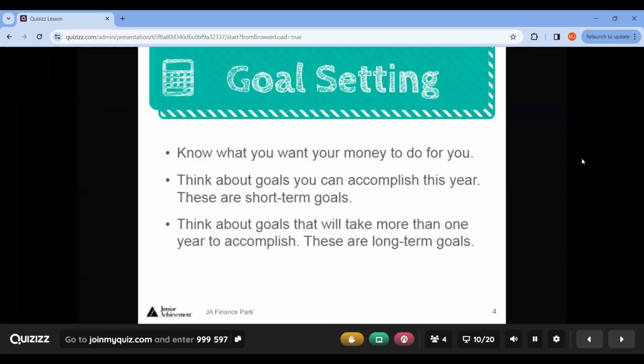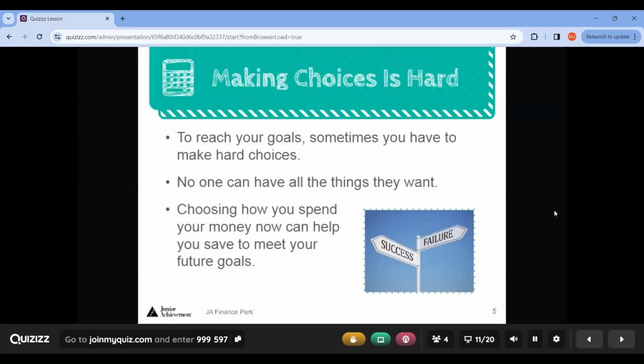So goal setting: know what you want your money to do for you. Think about goals you can accomplish this year. These are short-term goals. So think about goals that will take more than 1 year to accomplish. These are long-term goals. So maybe you want to save up for a car, maybe you want to save up for something short term or long term. You want to figure out how much you can save per month to save up for it and then invest that money.